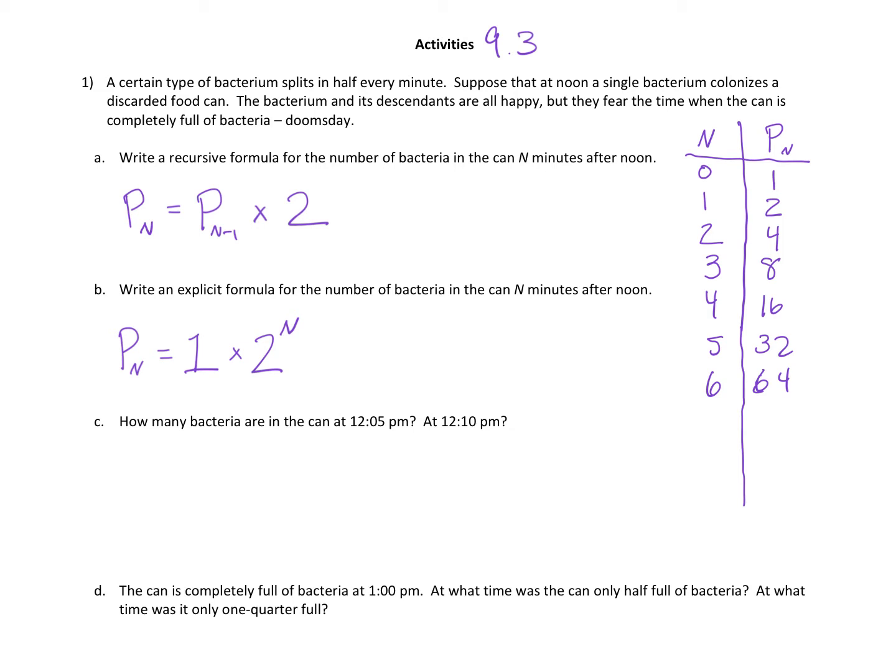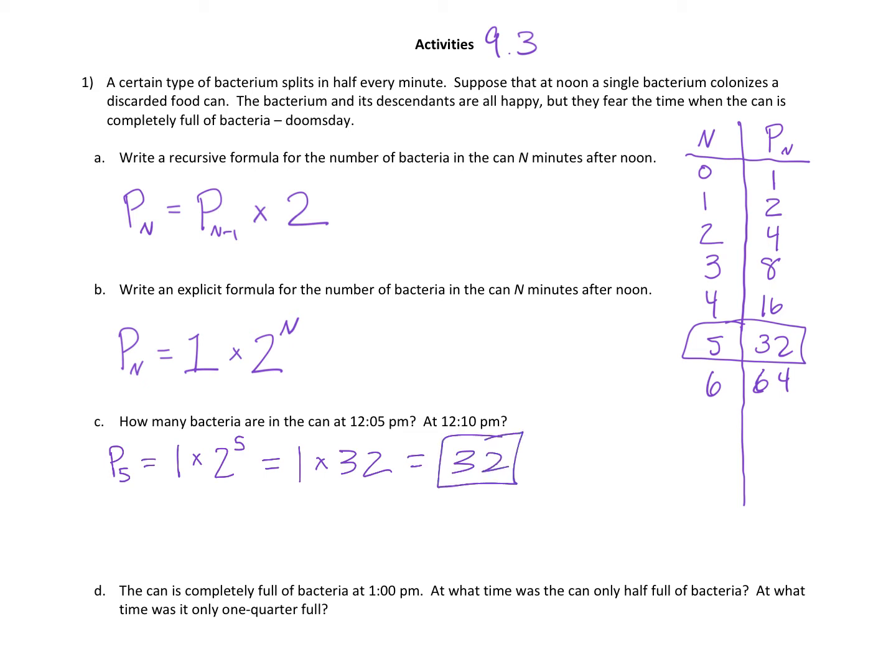How many bacteria are in the can at 12:05? Well, I've got that in my table already, 32. I could verify it by using my explicit formula. P sub 5 should be 1 times 2 to the 5th, which is 1 times 2 times 2 is 4, times 2 is 8, times 2 is 16, times 2 is 32. That's 5 2s multiplied together. So we get 32, which is exactly what we had in the table.